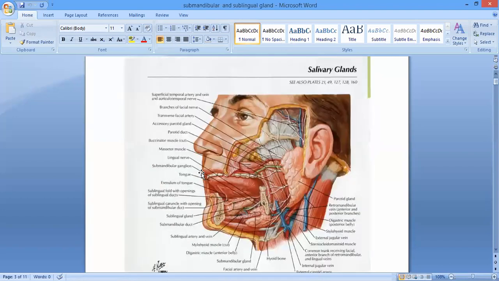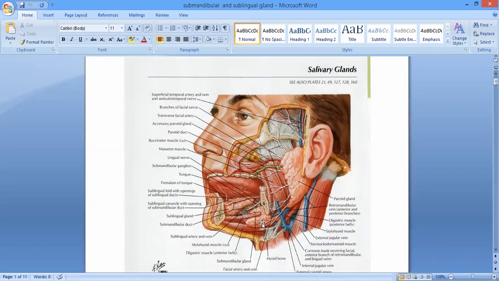If you have a look at the gland, it has three surfaces: one is the inferior surface, another is the lateral surface, and the other is the medial surface. I'm talking about the superficial part. This is the superficial part. It has an inferior surface, a lateral surface, and a medial surface, which is towards the root of the tongue.